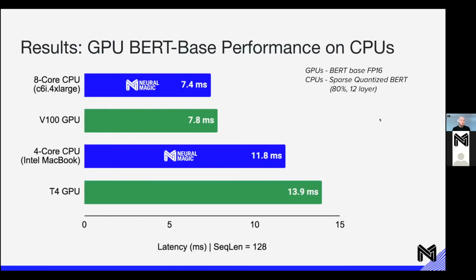So let's look at these results. What's really surprising about this is that we can actually get to GPU level performance on latency with just a 4-core MacBook, likely what you're logged into right now. Here we can see the T4 GPU has about 13.9 millisecond latency for a BERT base running at FP16. Our 4-core CPU implementation is able to get to 11.8. A V100 GPU is able to get to 7.8 milliseconds. And then our sparse quantized implementation is able to get 7.4 on an 8-core server. So we're actually able to beat GPUs on latency with the 12-layer BERT model, all within 99% of the same accuracy.